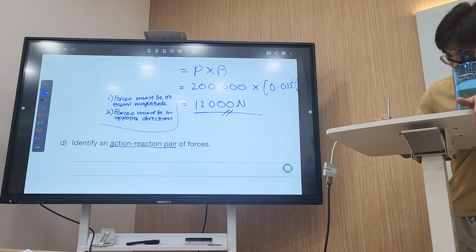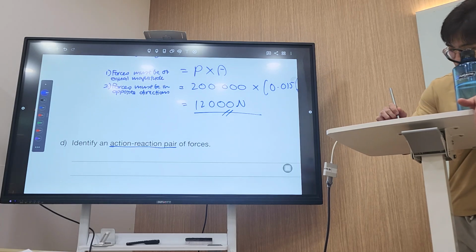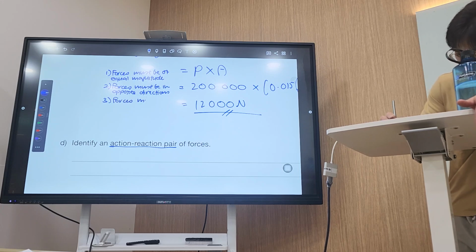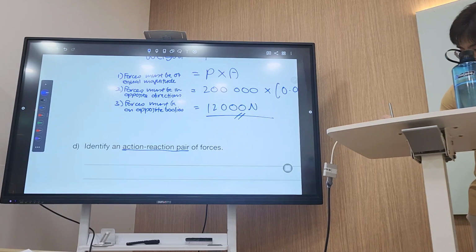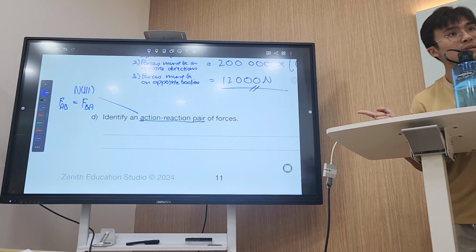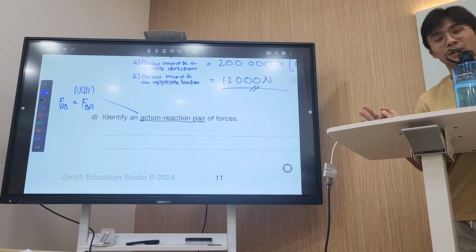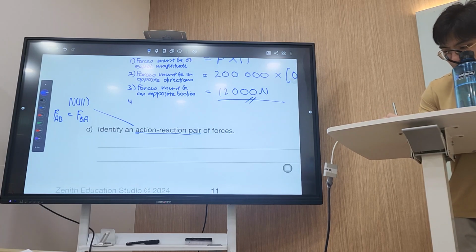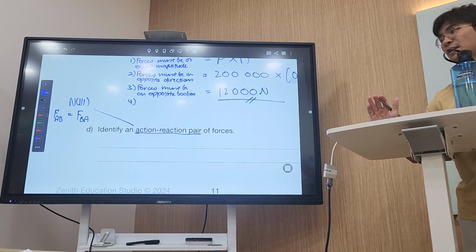I realize I need a bit more space, so let me shift them out a bit. Your third criteria: forces must be on opposing or opposite bodies. What does this mean? Your action reaction pair is about Newton's third law, which states that when A exerts a force on B, it is equal to the force that B exerts on A. Do you recognize this? Newton's third law.